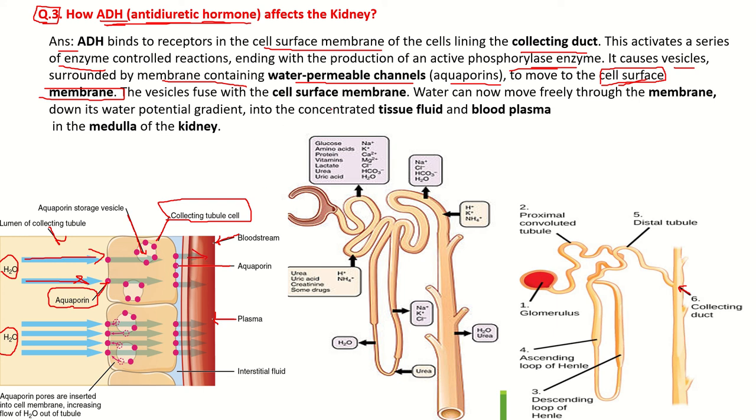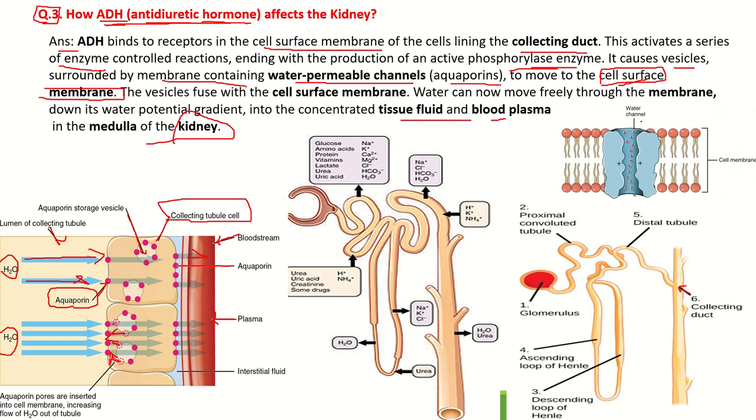That is into the concentrated tissue fluid and blood plasma in the medulla of the kidney. Where is it? It's in the kidney. So you need to first draw a diagram. It can help you. And aquaporin pores are inserted. So here you see it goes this way and this way. This is inserted into the cell membrane, increasing the flow of water out of the tubules.